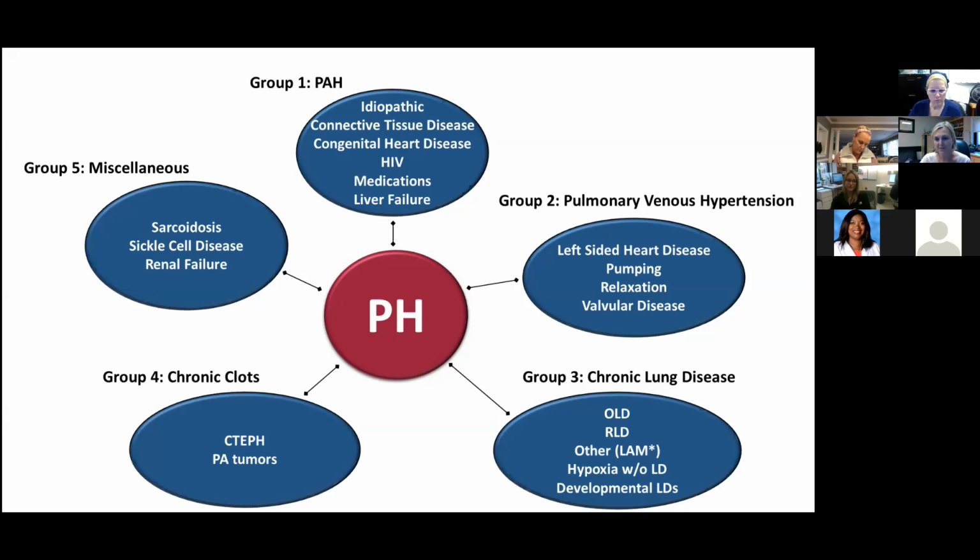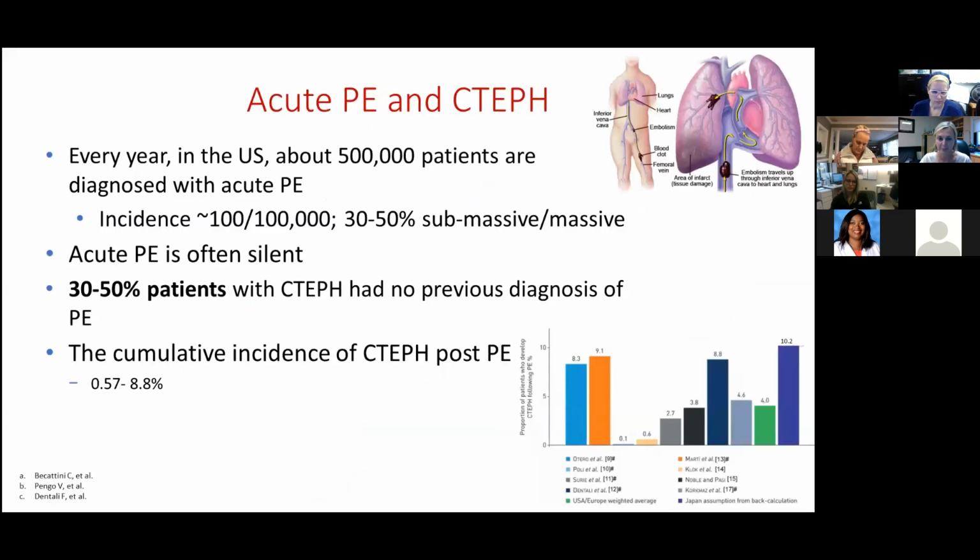And group 5 is miscellaneous, and that's a big group. We often see patients with sarcoidosis. Renal failure is another big one, but other things like sickle cell disease fall into that category. So today we're talking about group 4 pulmonary hypertension, or CTEPH.